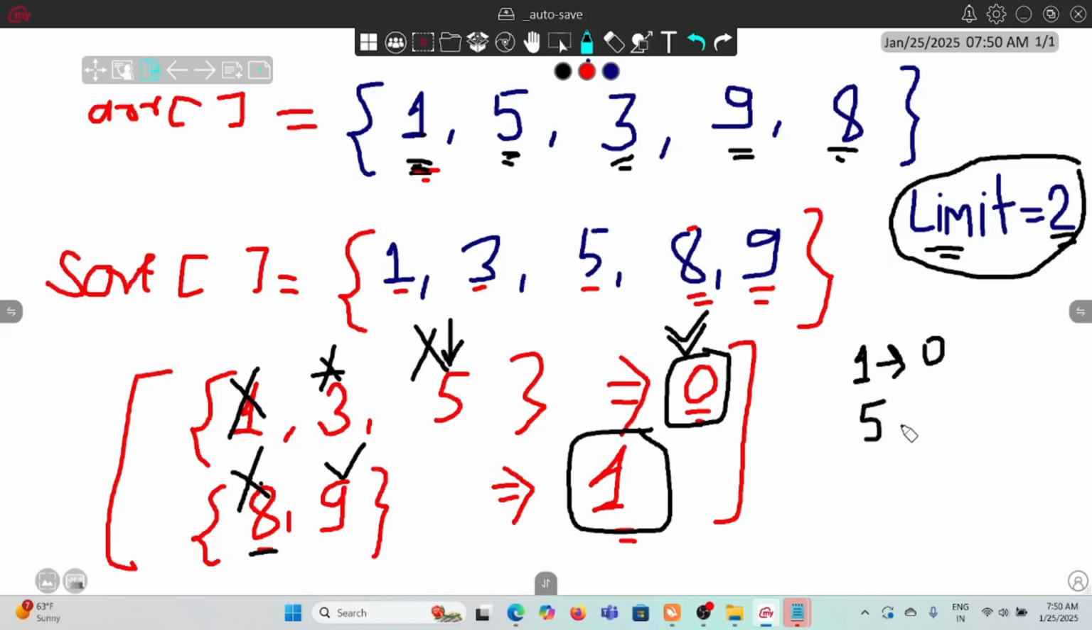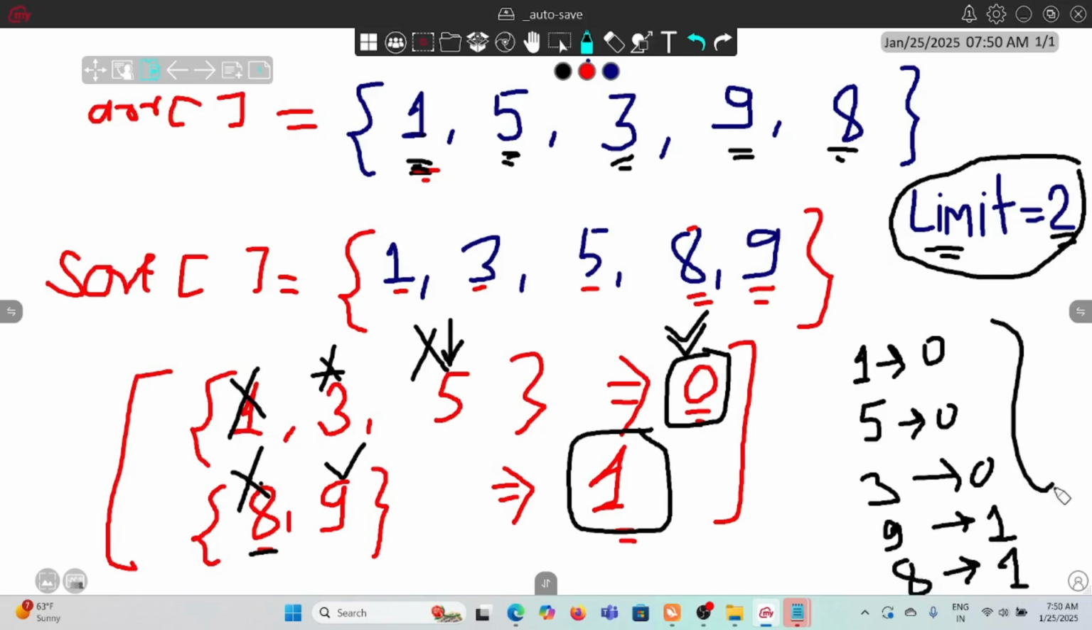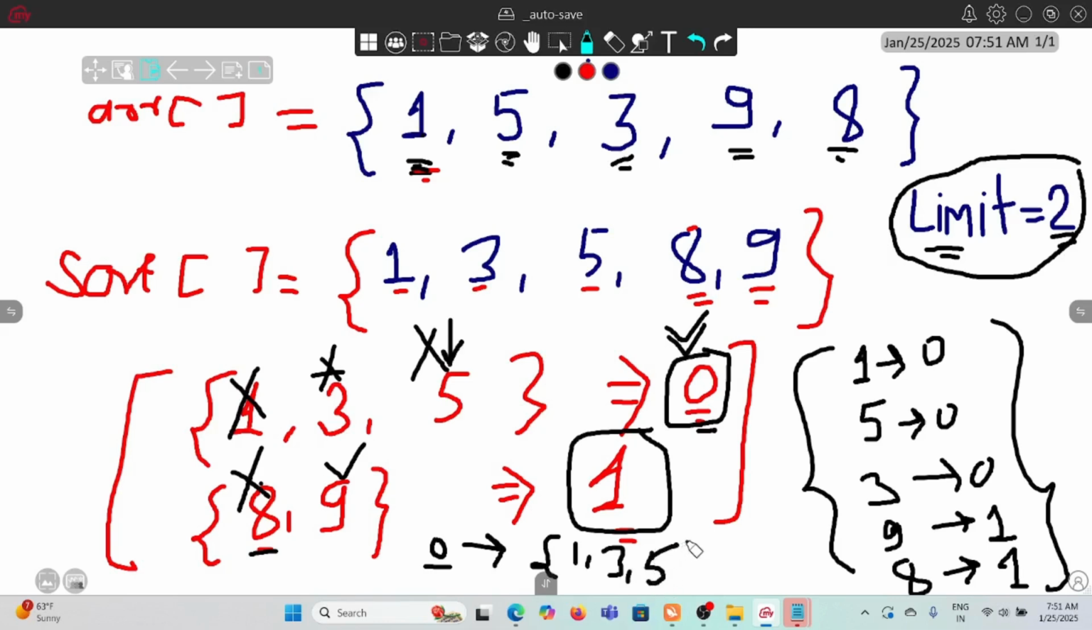It would store 5 also to 0, and 3 also to 0. It would store 9 with group ID 1, right? Similarly, 8 would be stored with group ID 1. So this hash map keeps the group ID of every number. Then we need another hash map for the group ID. For example, key is 0. For group ID 0, what is the list? It was 1, 3, 5, right? So this would be the group ID and the list of the numbers in that group. Similarly, for group ID 1, it would be 8, 9, right?